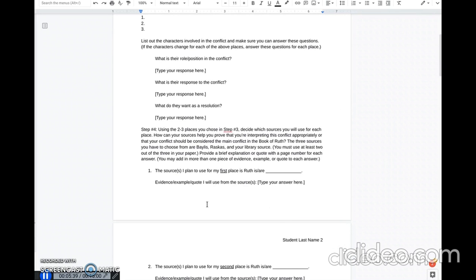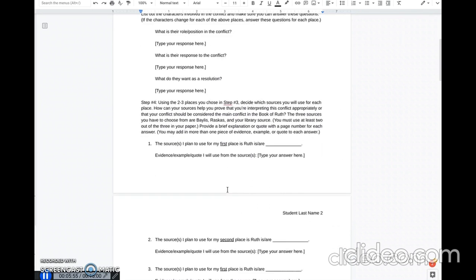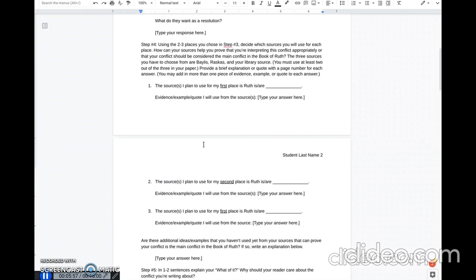And if you have more than one section of a source or more than one source to help prove this place in the text, then you can provide it. Kind of just type your notes here. Okay, this is just meant as a guide to help you see what I want. All right, so you should be able to have some evidence for each place. That's ideal. If you are lacking in one place, but you have your own insights to offer, that could be okay. Just make sure, again, that you do use at least 2 of your articles, Baylis, Raskus, and the library source.